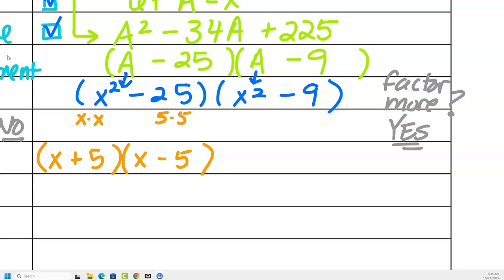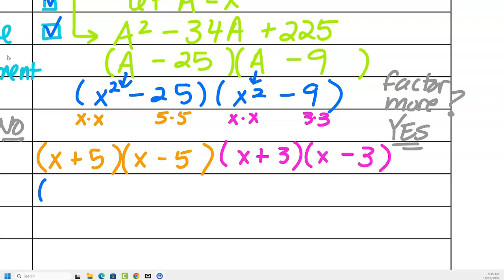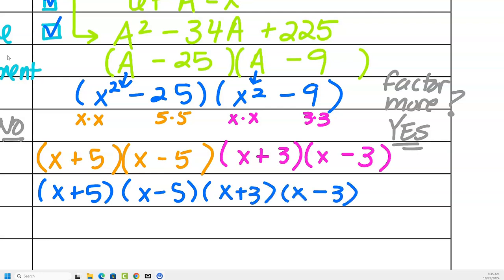Notice here, this is also difference of squares, x times x and 3 times 3. So I can rewrite that in 2 groups, where one is plus and one is minus. Put the x's in the front, the 3's in the back. Okay, and then I'll write that one more time. X plus 5, x minus 5, x plus 3, x minus 3. Can I factor again now? No, that's as far as we can go.